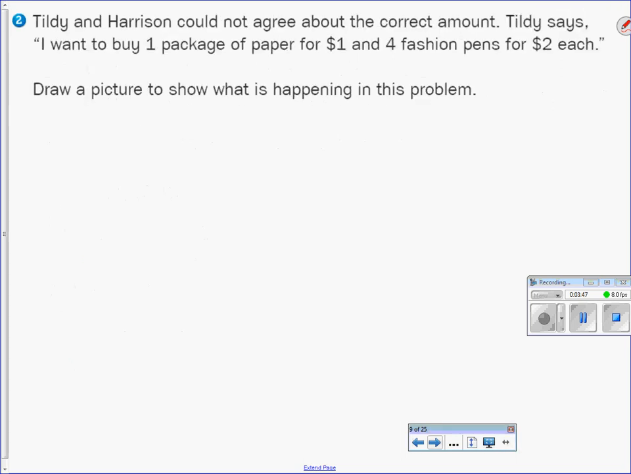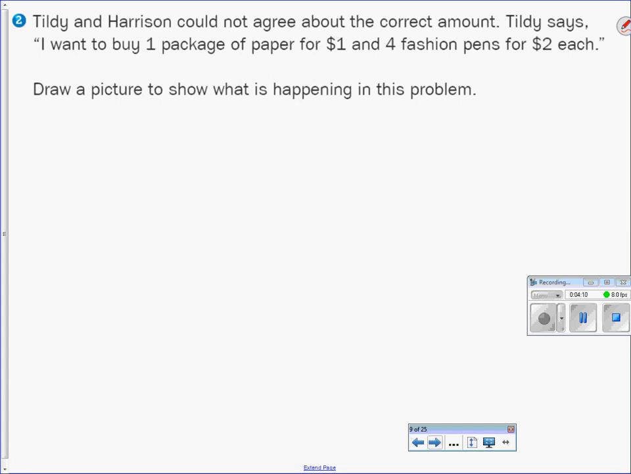All right, Tildy and Harrison could not agree about the correct answer, so Tildy says, I want to buy 1 package of paper for $1 and 4 fashion pens for $2. Okay, this time we're going to draw a picture to show what is happening in this problem. And if you want to stop the video right now and try to do this on your own, come back when you feel like you have completed it.